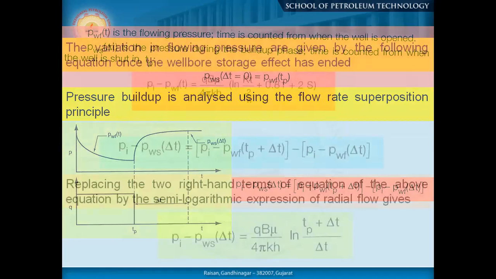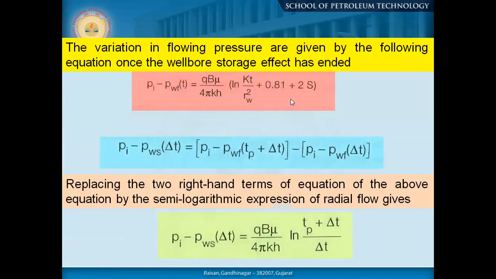Okay, so now the same formulation, the variation in flowing pressures is given by the following. These are all field units, and this is the TP formulation. So this is the initial formulation, the logarithmic expression of your delta P, in the case of the Horner way of doing things. Okay, so replacing the two right hand terms of the above equations by a semi-logarithmic expression, the radial flow gives you this formulation once you change it.